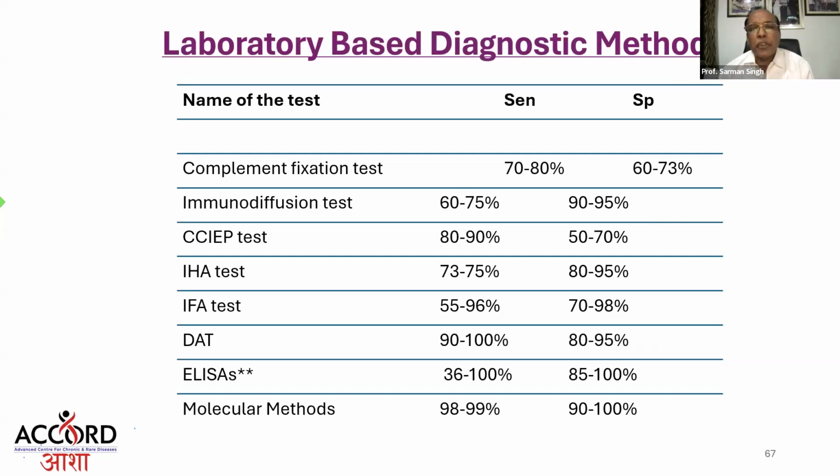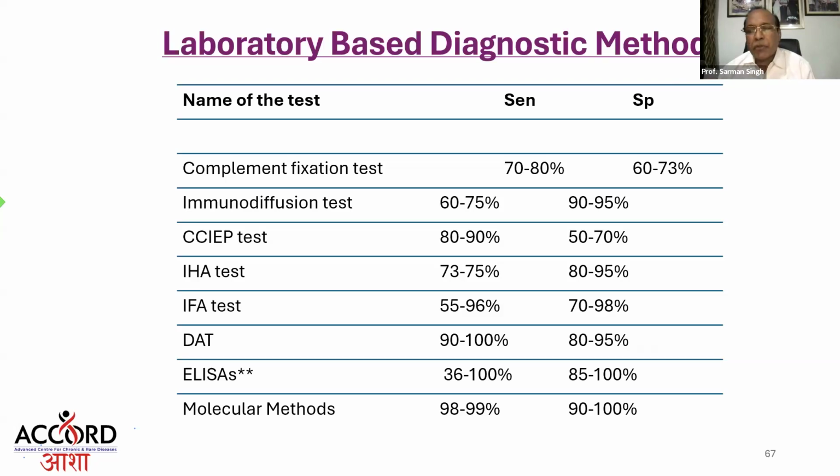And then there were obviously other immunological tests, which are very rarely being done. Complement fixation was also used in some days, which had less specificity. There were people reporting immunodiffusion, CCIP, IHA. We have also done, when I was working at AIIMS with Dr. Samantre, the IHA, indirect hemagglutination test. IF is still done in most of the African countries to confirm.